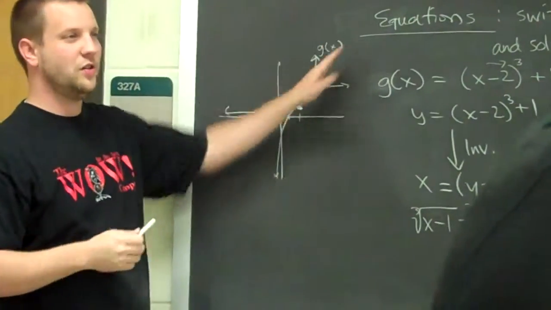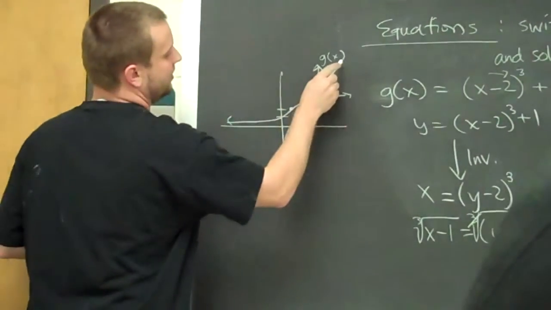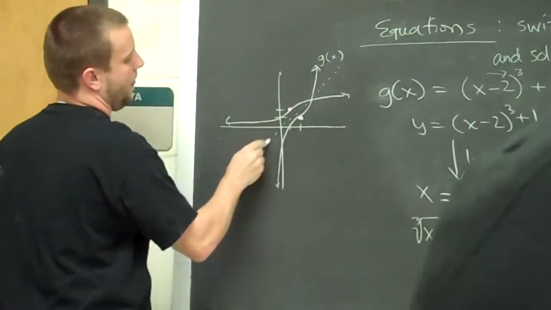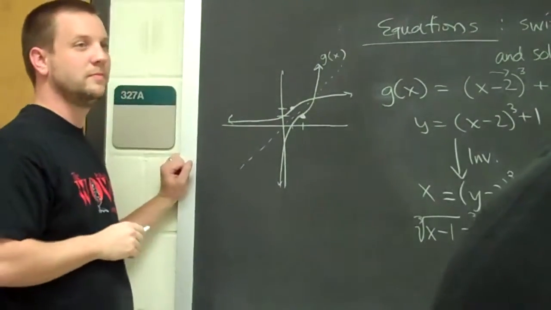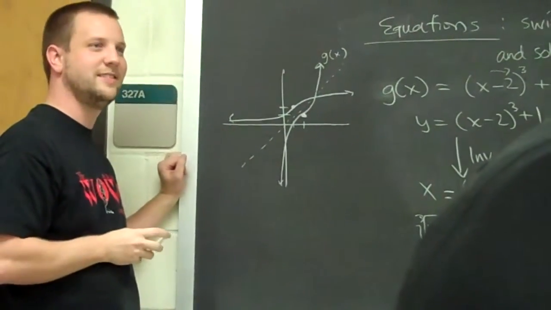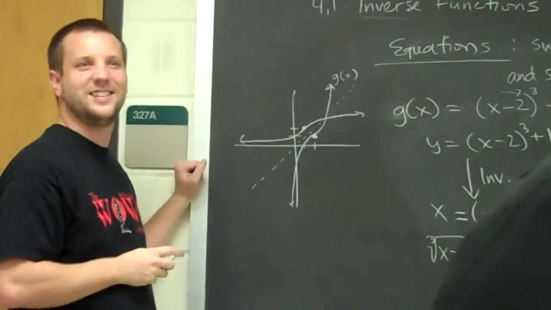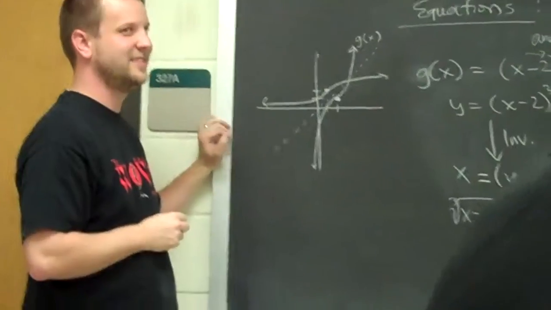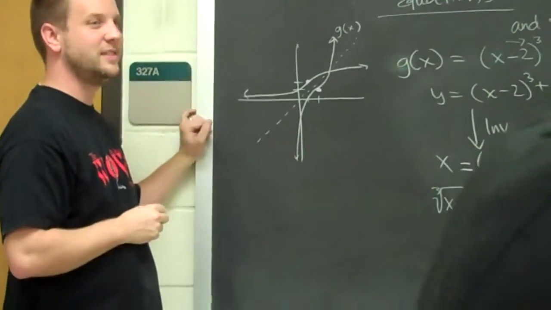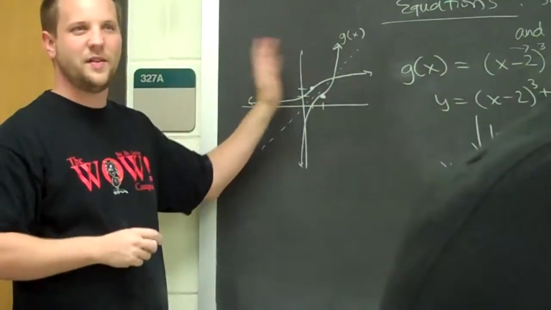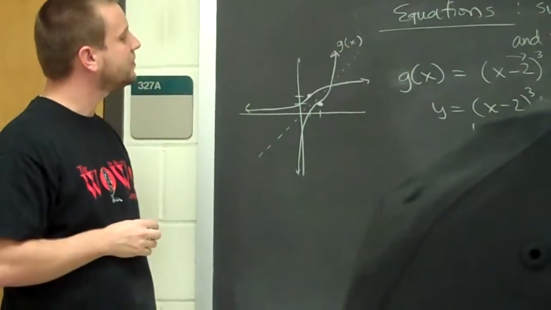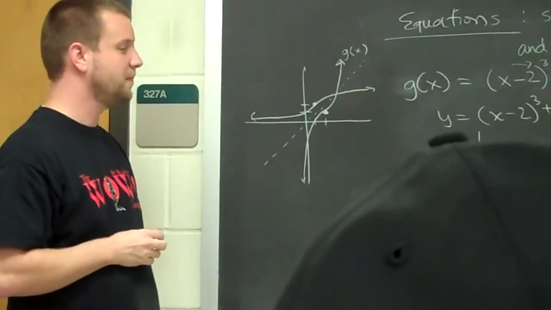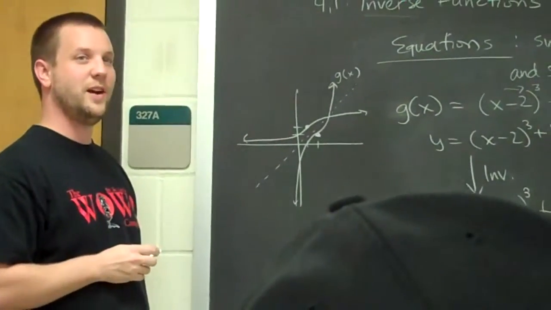Does that look like a reflection over the y equals x line? Correct answer is yes, right? It just felt like a silly question. Domains and ranges are both all real numbers, so I'm not going to ask about that. But there you go. Sweet, right?